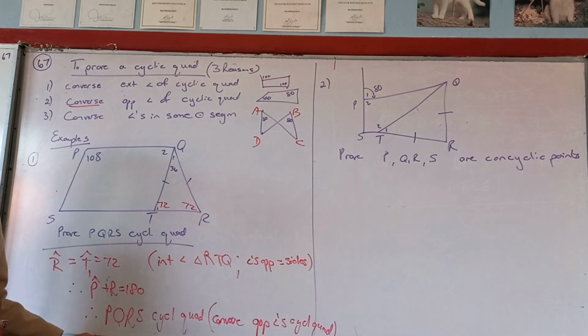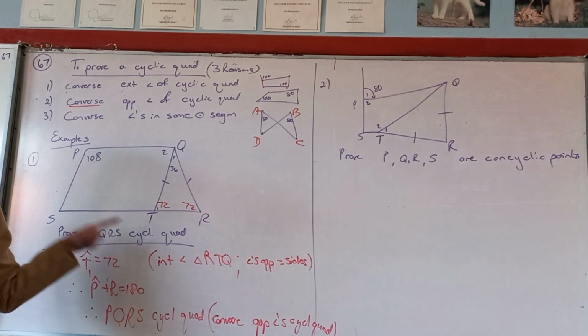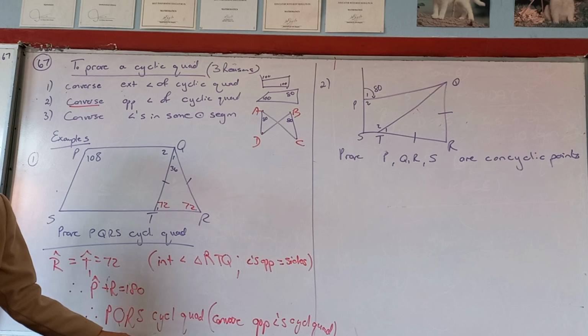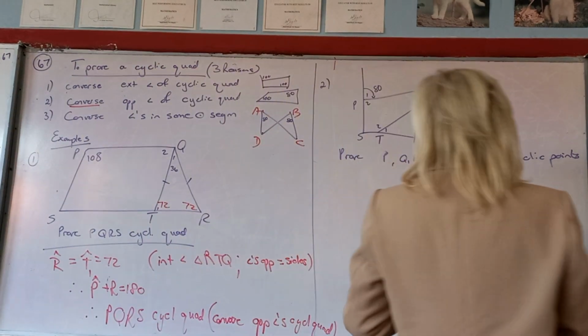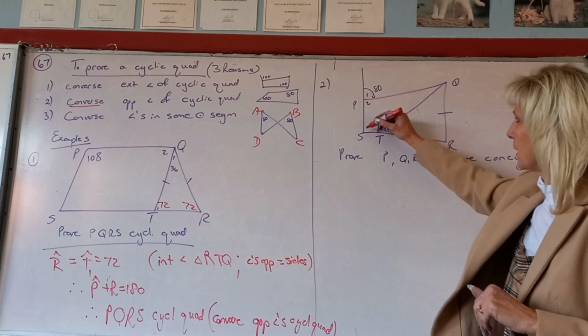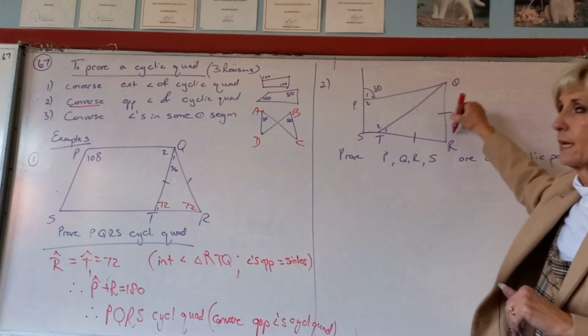And then those points are called concyclic points. The question was, prove it's a cyclic quad, so I'll answer the question. Yes, it's a cyclic quad. One of 3 reasons. What reason would this be? Also prove to me that P, Q, R, S is a cyclic quad.